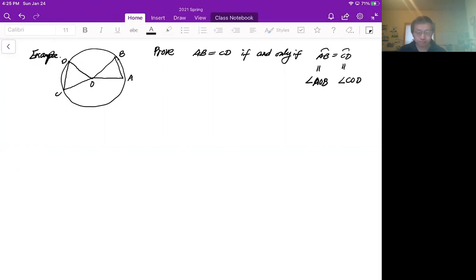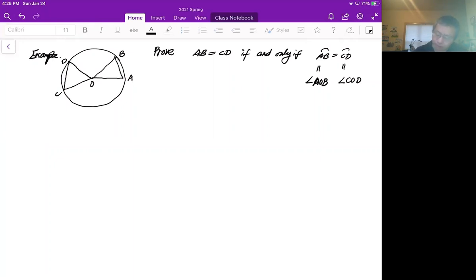Why? Let's think about that. Basically, you need to understand the arcs AB and CD. Arc AB means the angle AOB. Arc CD means the angle COD. So if you change the measure of the arc into the central angles, then it just becomes a comparison of the two triangles, and that makes things much easier.